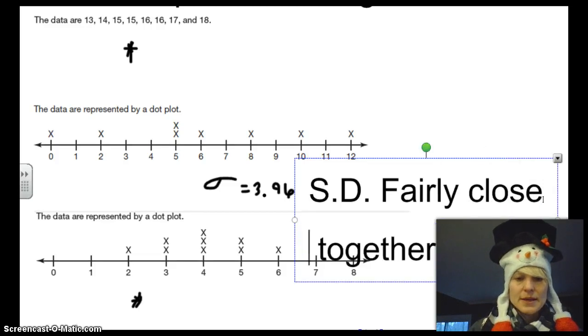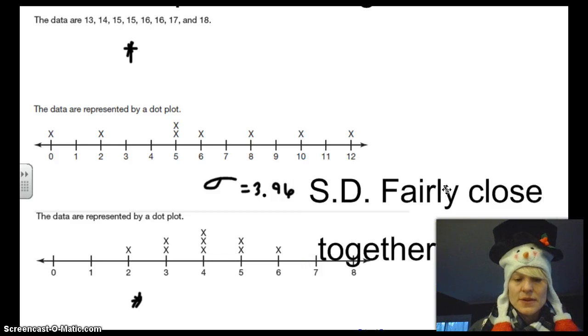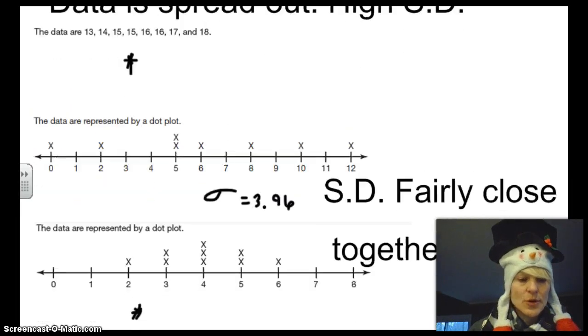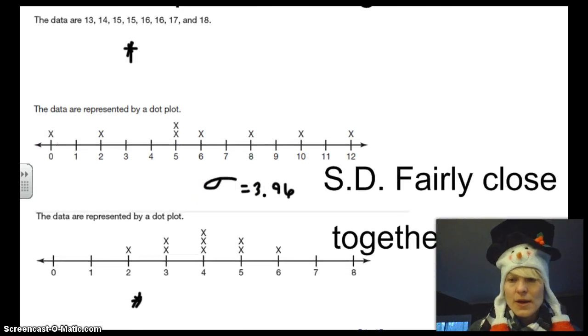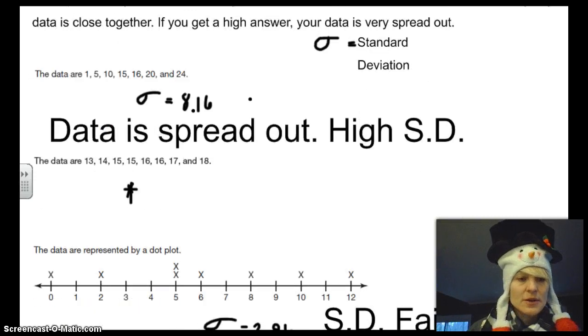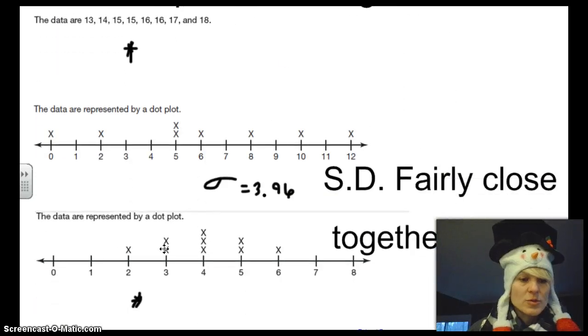A lot of times on your test, it'll give you two standard deviations and ask you to find the difference between the two. So obviously we just subtract those. Make sure you have notes on what standard deviation is, how you calculate it on your calculator, and do these two practice problems here.